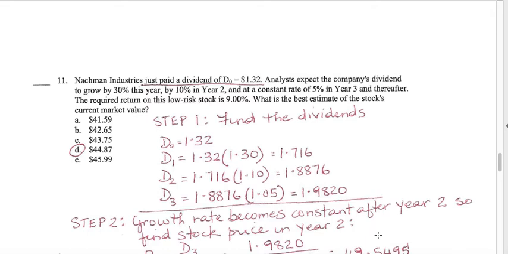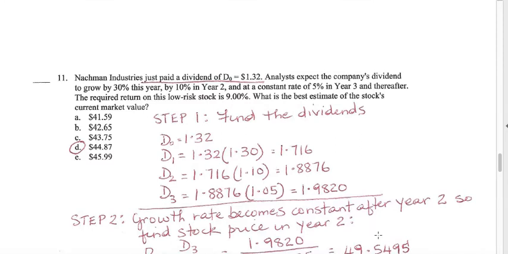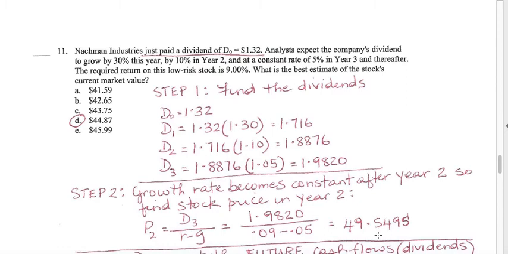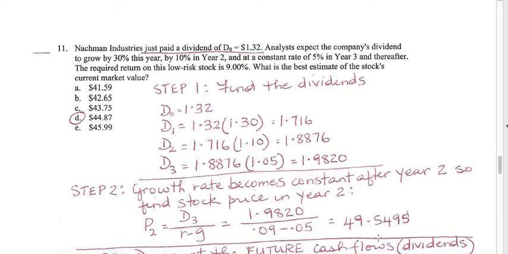In this case, it's after year 2, so you find the price of the stock in year 2. And remember what we just said. Price of the stock in year 2 will be equal to your dividend in year 3 over R minus G. So you found your dividend in year 3, 1.9820 over R, 9%, minus your constant growth rate of 5%.